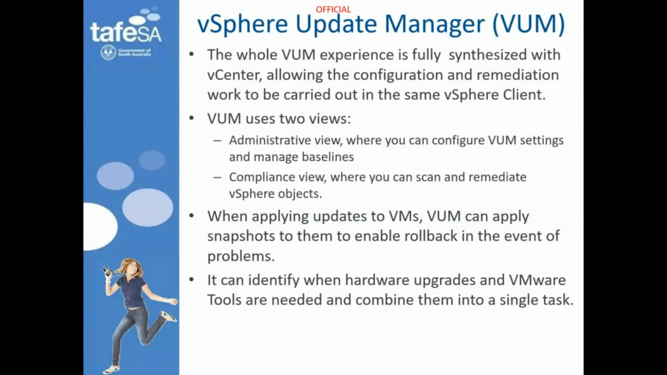So when applying updates to VMs, VUM can apply a snapshot. If it's a VM that we're updating, which we won't be doing today, we can apply a snapshot to them just in case the virtual machine experiences some problems during an update. We can just roll back one step and pretend that never happened. It can identify when virtual hardware upgrades and VMware Tools upgrades are needed and combine them into a single task.